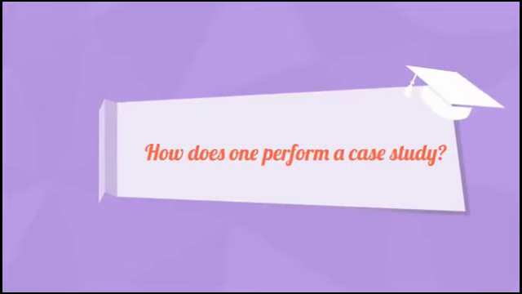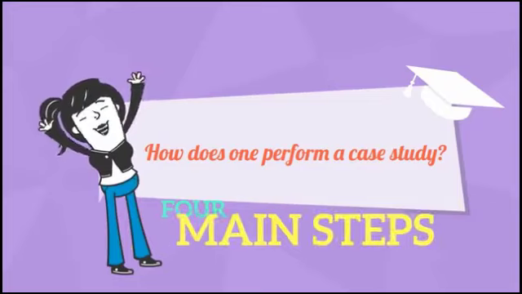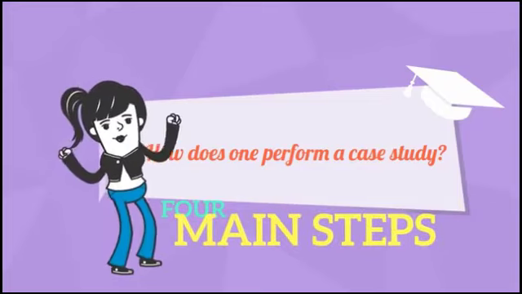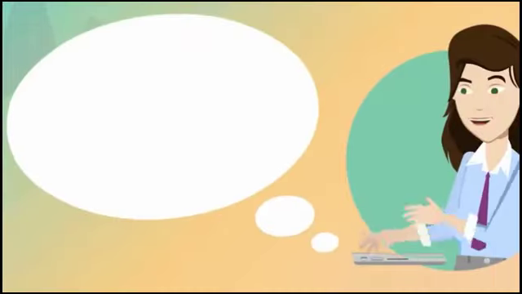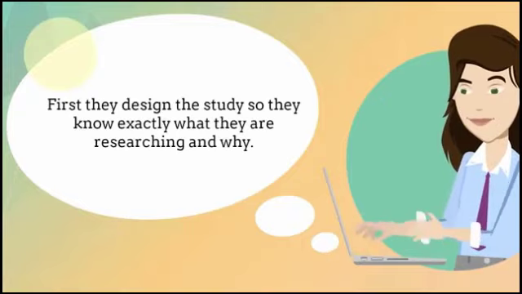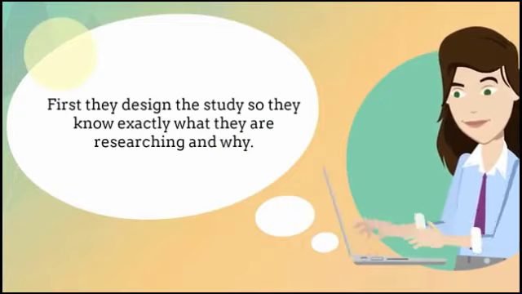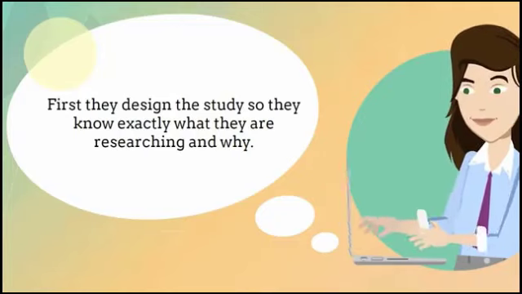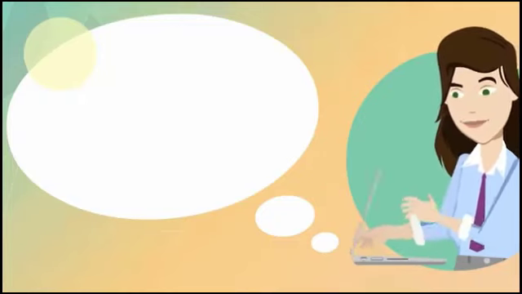How does one research or put together a case study? There are four main steps for researchers to put together a case study project. First, they design the study so they know exactly what they are researching and why. This is done by developing research questions, developing a framework based on those questions, and then following through.